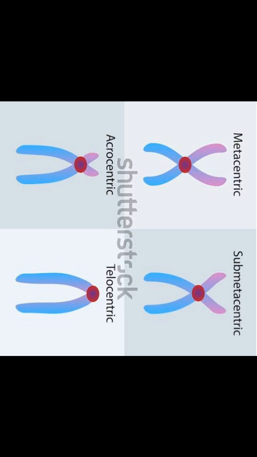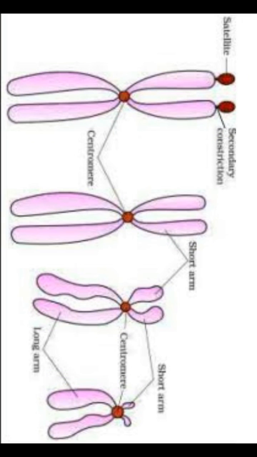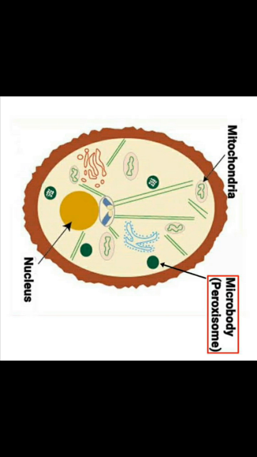Understood? Now students, the same types of chromosomes you can see on the screen very clearly. The first one is metacentric, second one is submetacentric, third one is acrocentric, and last one is telocentric. Understood? So these are in the NCERT textbook. Please draw it. Next, students, I want to tell you the last cell organelle in this chapter.